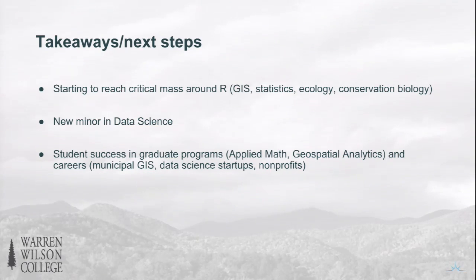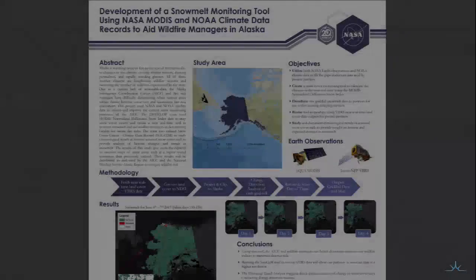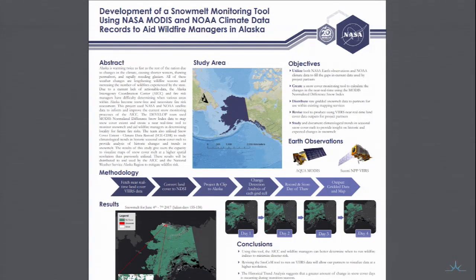I have a student who got a master's in applied math working for a startup in Raleigh, a student in the geospatial analytics PhD at NC State, and students have worked for City of Asheville, some startups, or increasingly nonprofits. A lot of our environmental studies folks are really looking to do work at NGOs and have had some success with open source there.